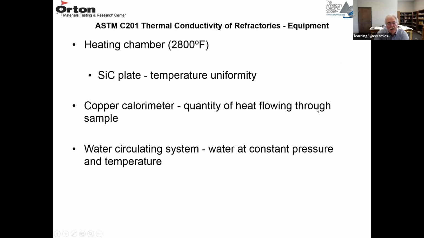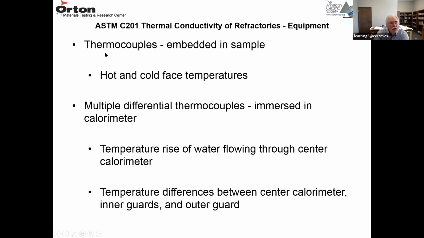It measures the quantity of heat flowing through the sample. There's a water circulating system that keeps the water at a constant pressure and temperature. So there's some type of chiller system that holds the temperature constant. I showed how the thermocouples are embedded in the sample. They're embedded in both the hot and cold face.